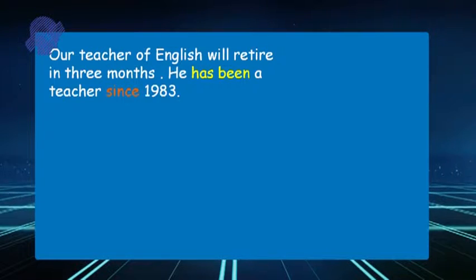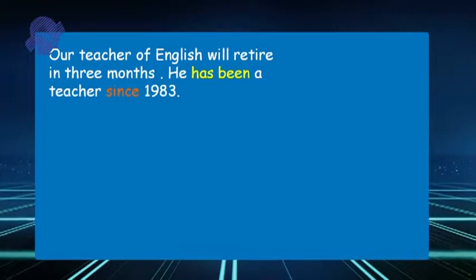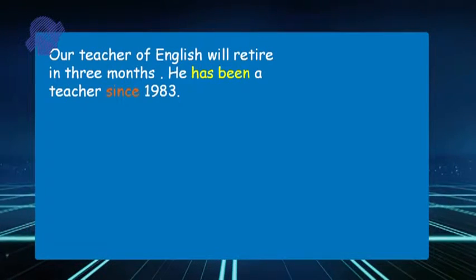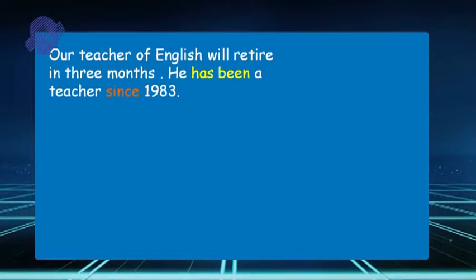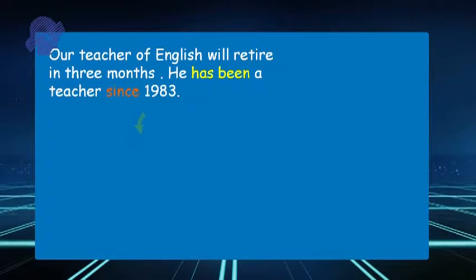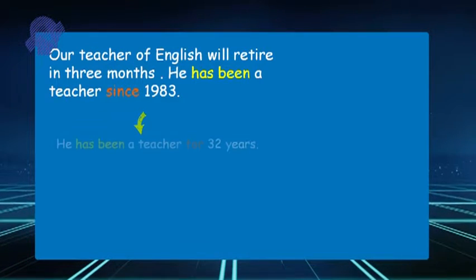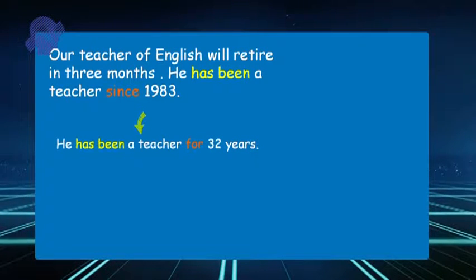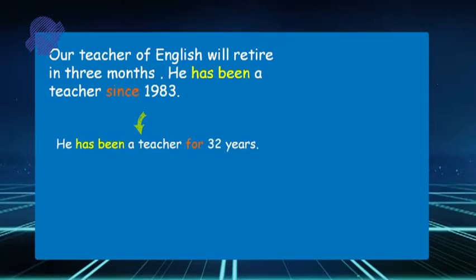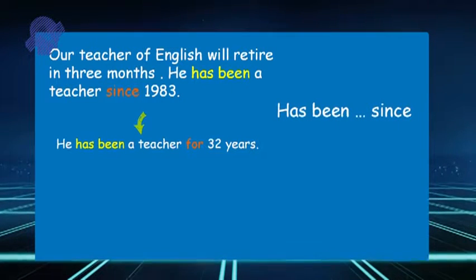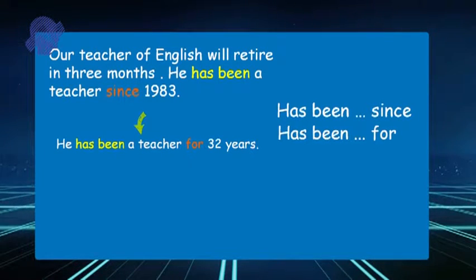So, our teacher of English will retire in 3 months. He has been a teacher since 1983, which means that he has been a teacher for 32 years and he's still a teacher, all right? So "has been since" and "has been for", here we have the present perfect.